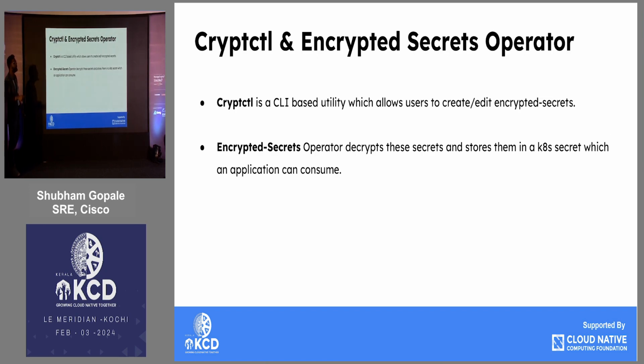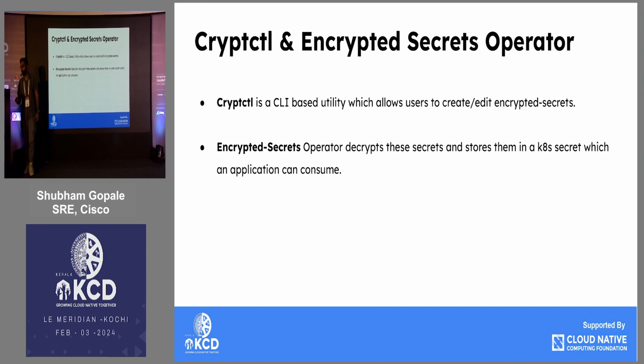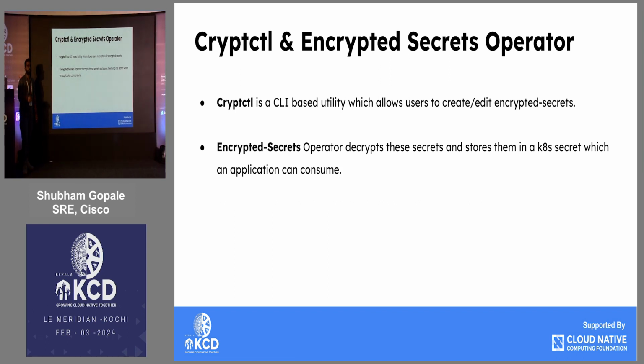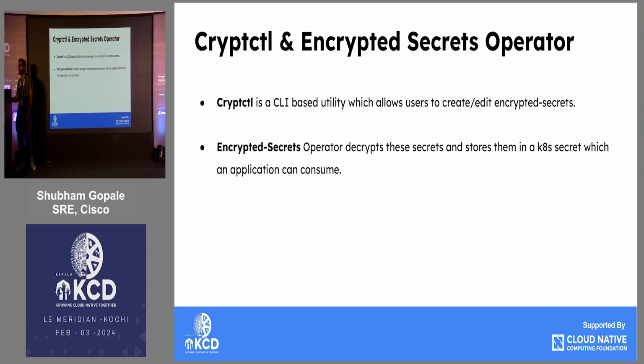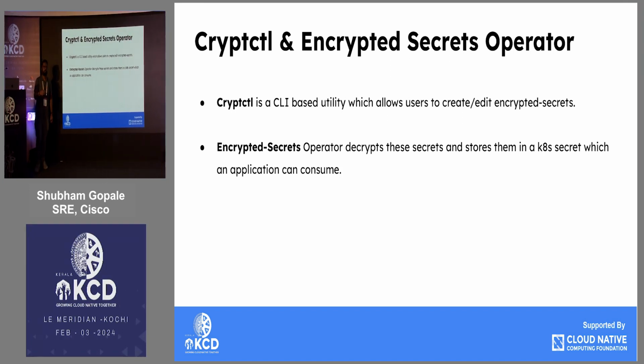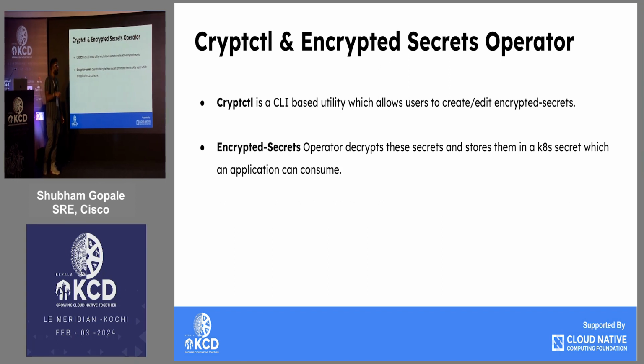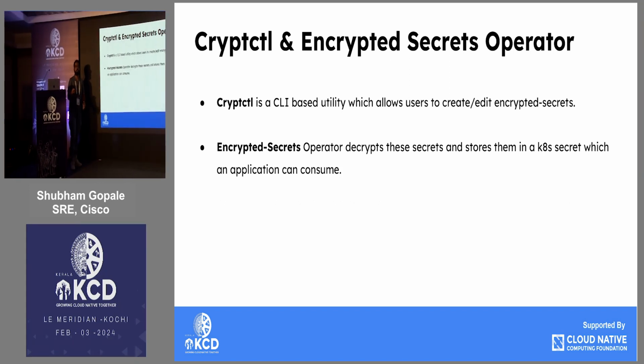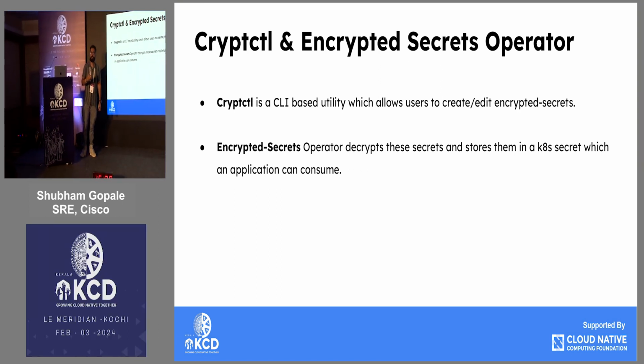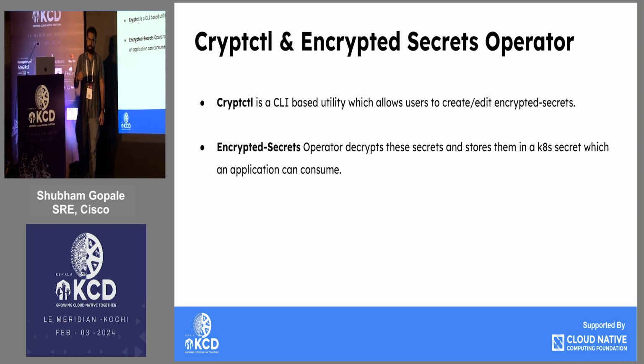Now, a solution for this, right? That's what OpenSecrecy tries to solve. OpenSecrecy basically has two components. One is Cryptctl, your CLI tool which users, developers, or whoever is working on it will use to create or edit your encrypted secrets. And then there is an encrypted secrets operator as well, which plays the important role because the operator is the one reconciling your encrypted secrets objects. Whenever there is a change in an encrypted secret, the operator is responsible for decrypting the encrypted value coming from your Git repository, and then storing it as a Kubernetes secret.